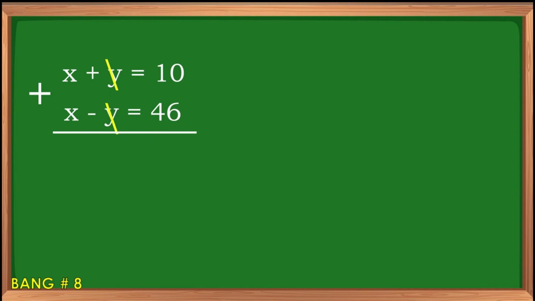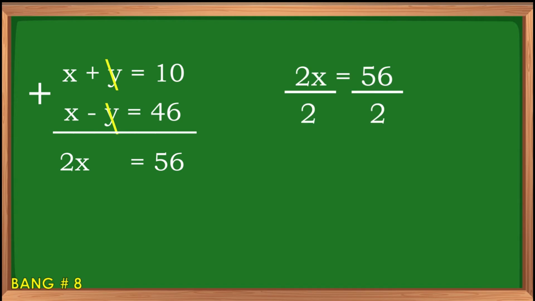Then x plus x is equal to 2x, and 10 plus 46 is equal to 56. Divide both sides by 2. 2x divided by 2 is equal to x, and 56 divided by 2 is equal to 28. We have x is equal to 28.